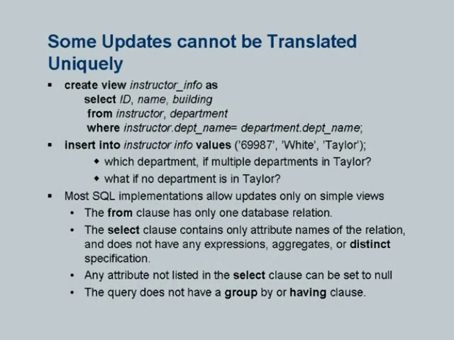Now the previous slide actually had several conditions which allow you to do simple updates, and amongst those are the queries on a single relation in the from clause. The select clause has only attribute names, no expressions, aggregates or distinct. Then the attributes not listed in the select clause can be set to null, or actually it's a little more generic. If the DDL gives a default value for it, that is also okay. It will be set to the default value. And the query does not have group by, having and so forth. So there are several restrictions, but most databases do support some simple updates of views under these restrictions.